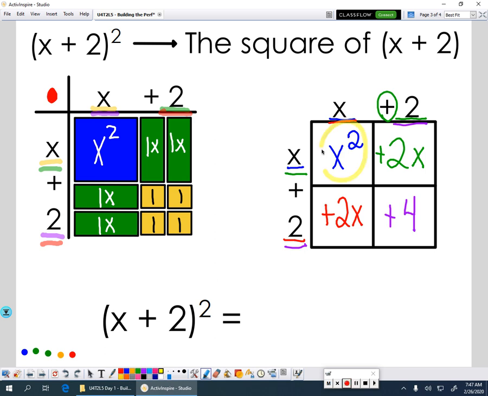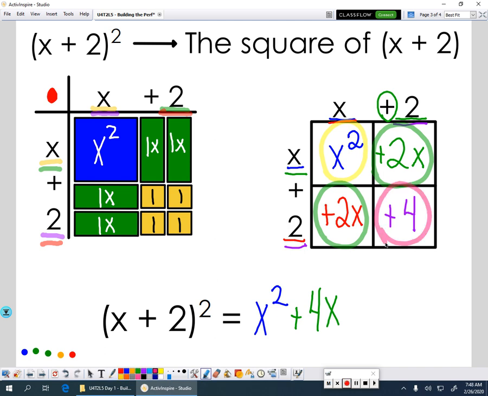So I only have one x squared term, so I know I've got x squared. Inside this box, I have a 2x and another 2x. 2x plus 2x is 4x. And then finally, the last thing I have in this box right here is a plus 4.